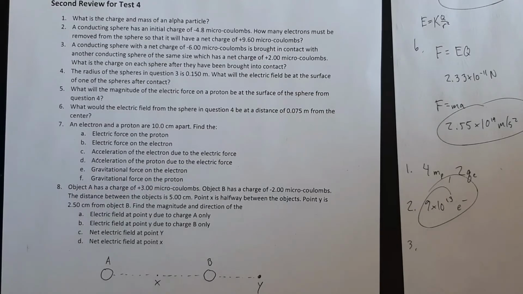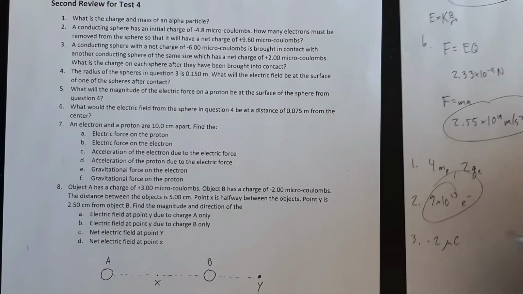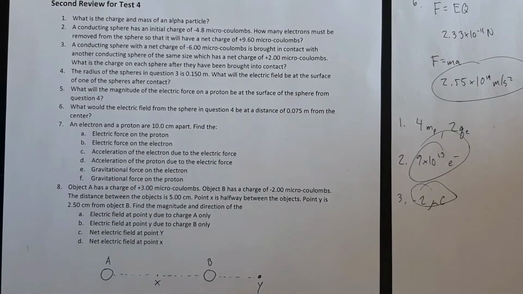microcoulombs, negative 4 microcoulombs, and spreading out evenly, that means that each one of these spheres is going to get half. Splitting up our negative 4 microcoulombs, each one's going to get negative 2 microcoulombs. And there's our answer. Yay, I didn't have to break out the calculator.